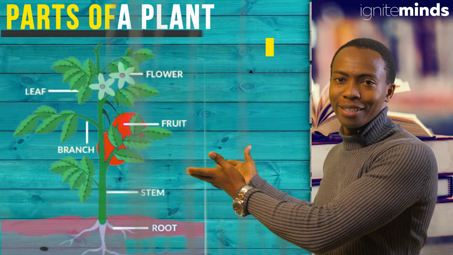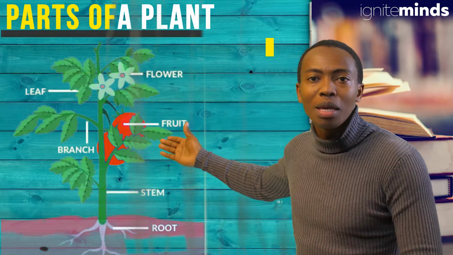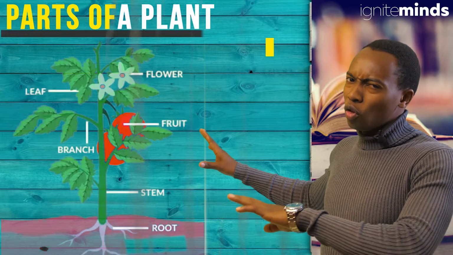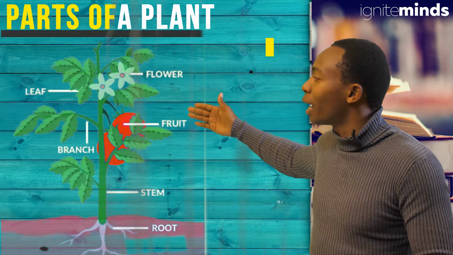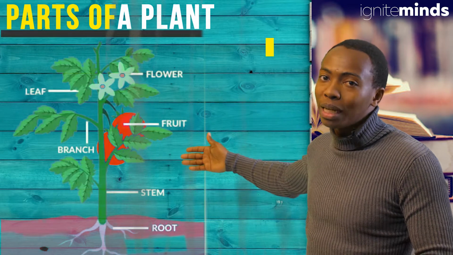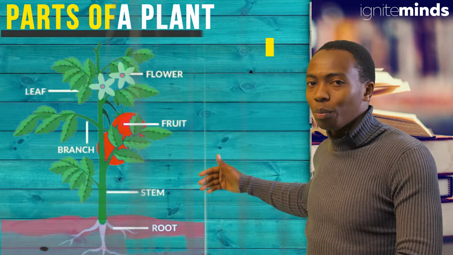So today we are going to talk about parts of a plant. Yes, I have a plant with me. Behind me, it's a plant. Though it's a drawing, I'm going to explain to you each and every part and its function to the plant, or its importance to the plant.